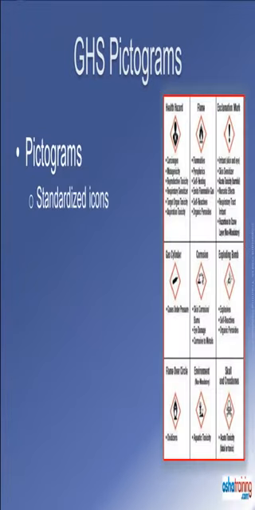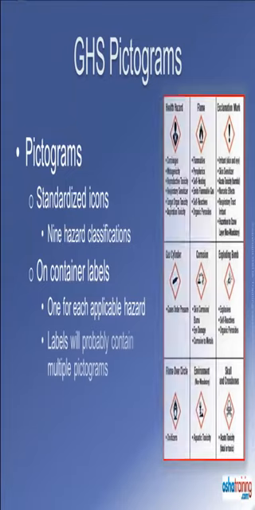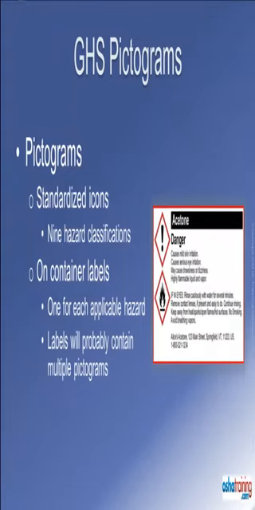Pictograms are standardized icons that alert workers to the various hazards of the product in a container. There are 9 different pictograms used in the GHS labeling system. Pictograms will appear on all container labels, each one depicting a different health or safety hazard applicable to the particular product in that container. Some labels may have only one pictogram because there is only one class of hazard associated with that product. However, most labels will probably display multiple pictograms.